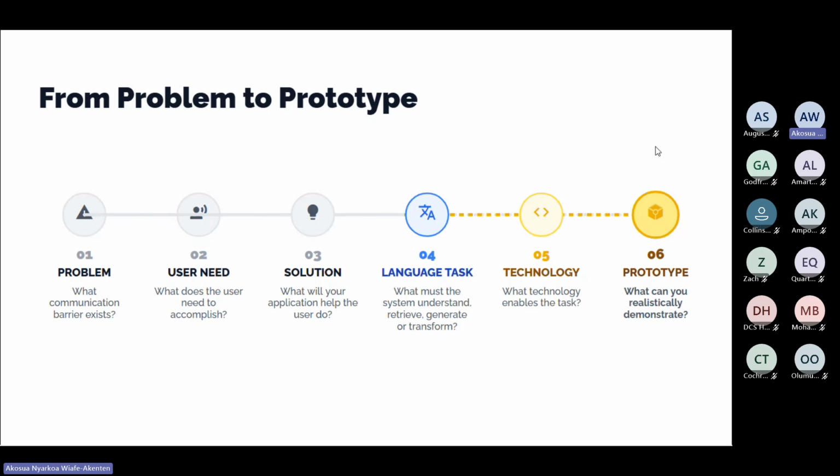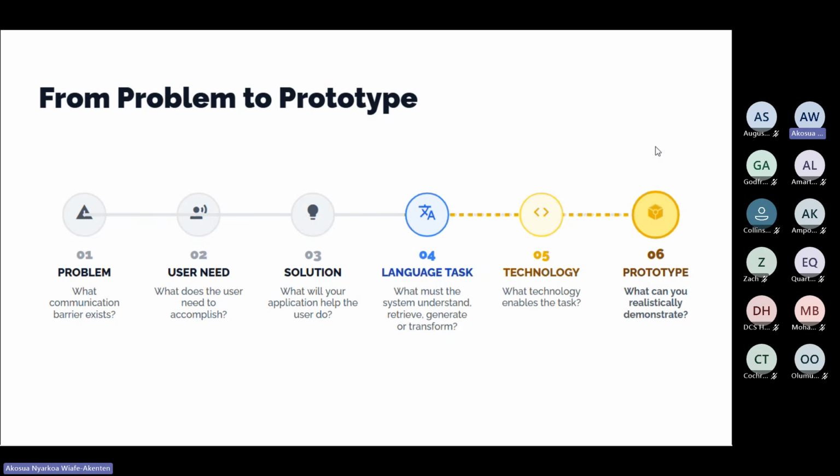Then the third one is solution. So at the solution phase, you and your team should be asking yourselves, what will your application or your solution help the user to do? So for example, a team could come to the conclusion that their solution could translate information from one high resource language, for example, English, into a target Ghanaian language, right? And that could be a solution that you'll be providing for this hackathon phase and for this impact track. Okay, at step 4, we have the language task.